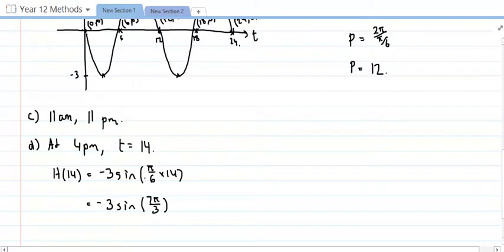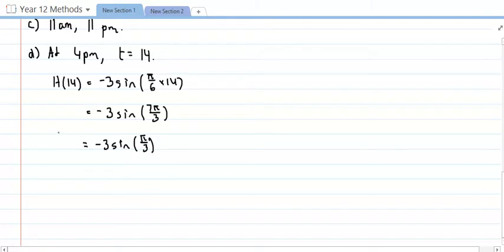Okay, because it would be 14 pi on 6, but halving each of those numbers gives 7 pi on 3, which, if you go back to your unit circle, that's pi on 3 units past 2 pi. So that's really just the equivalent of -3 sine of pi on 3. And if you know your exact values, then you know that sine of pi on 3 is going to be √3 on 2. So it's just -3 √3 on 2. And that height is measured in meters.